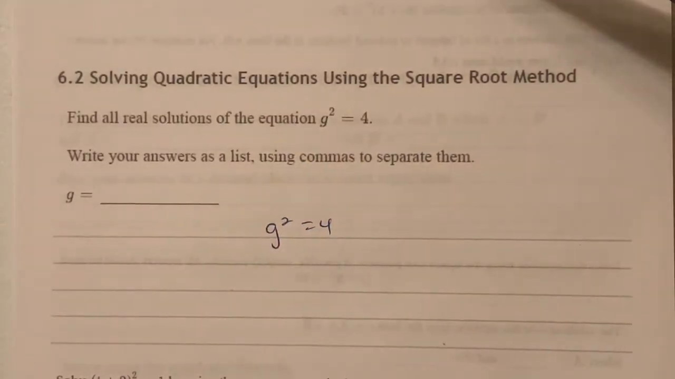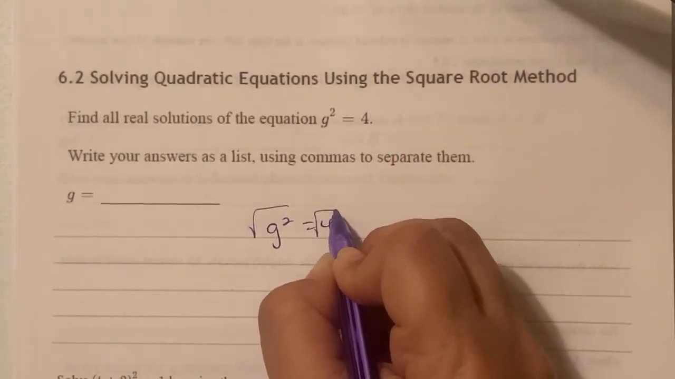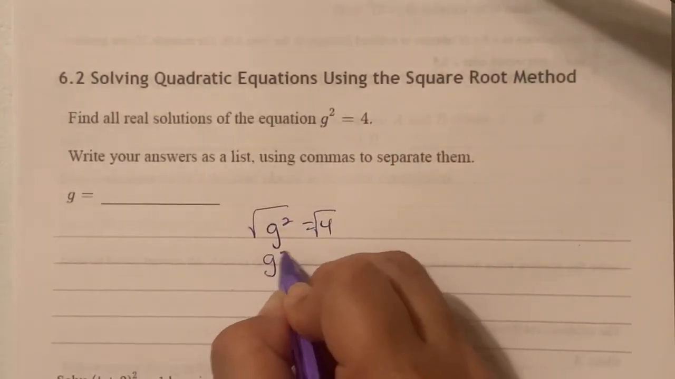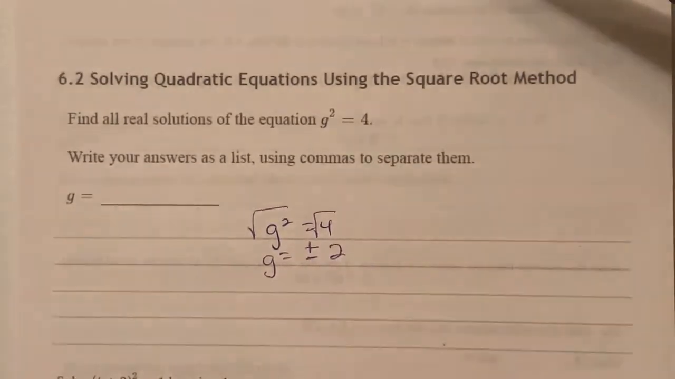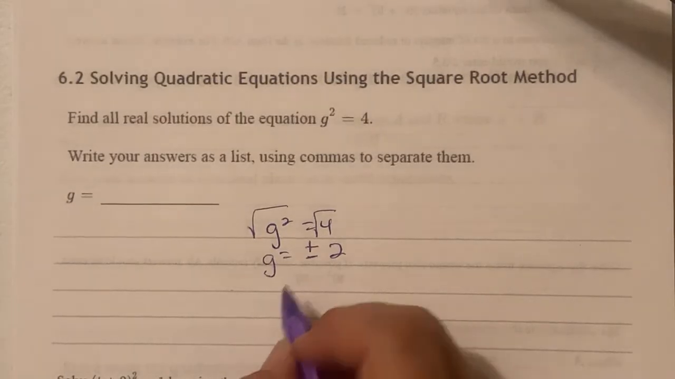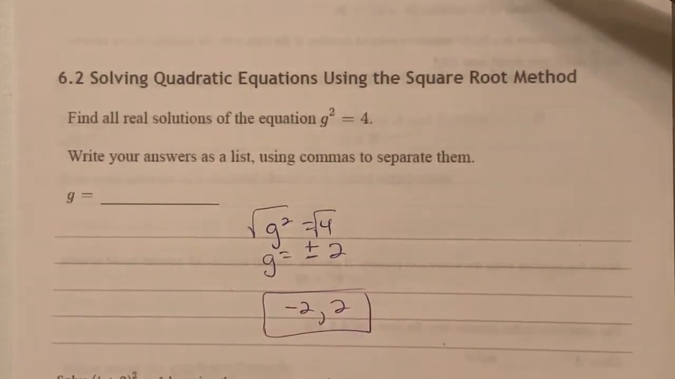If I am taking the square root, because they want us to use the square root method, you're taking the square root of both sides. Remember, when you take the square root of an equation, you have a plus minus situation occurring. So I get plus and minus 2. So my solutions would be -2, comma, +2.